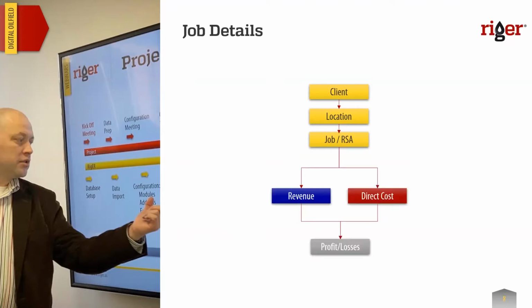So definitely we can calculate the revenue by types and revenue by categories based on the invoices generated out of this RSA, and we can calculate all the direct costs associated with the job, again through the documents connected to this RSA. And based on that, we can show you profit or losses for each particular job.